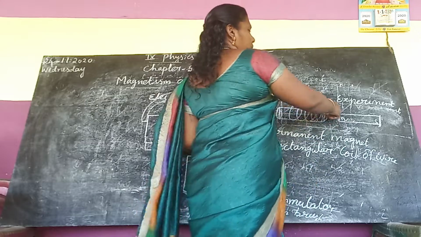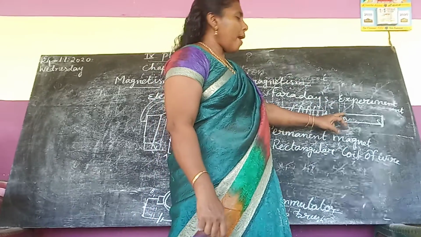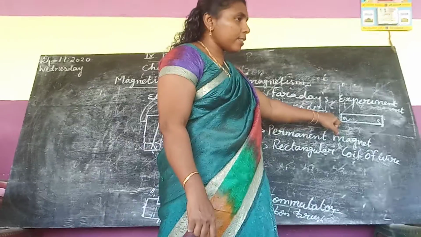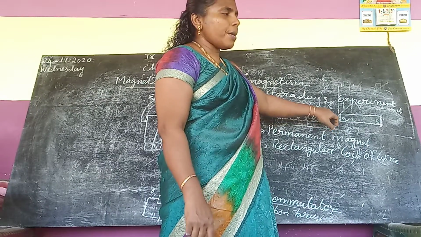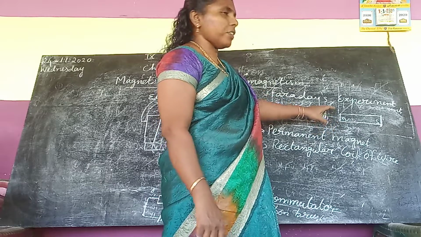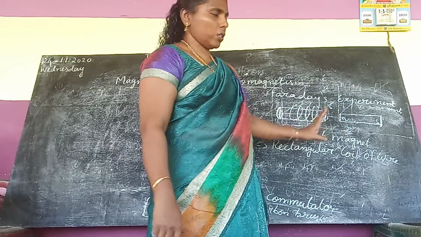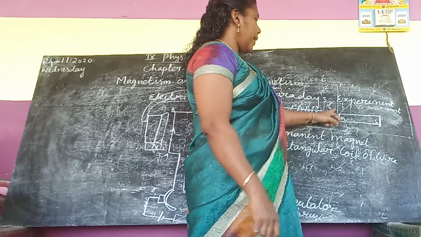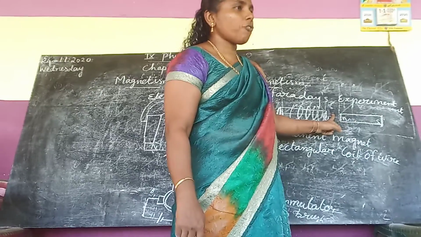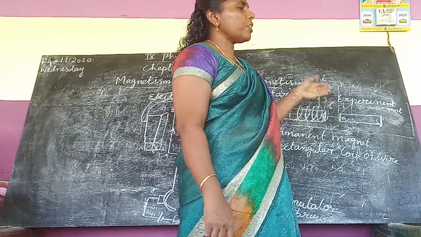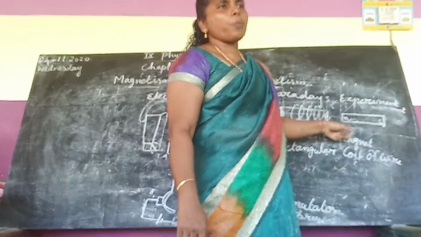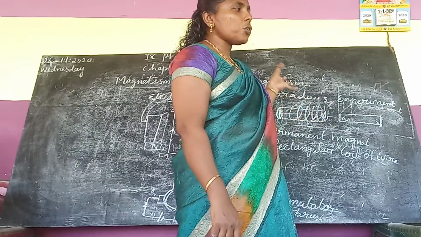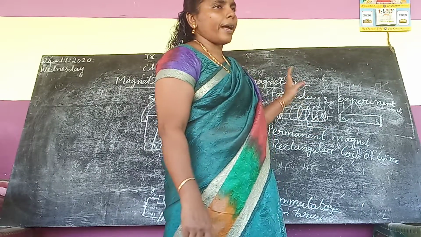This area is called the magnetic flux. When the magnetic flux linked with the coil changes, the EMF will be produced. EMF means what? Electromotive force. This induced EMF is called electromagnetic induction.